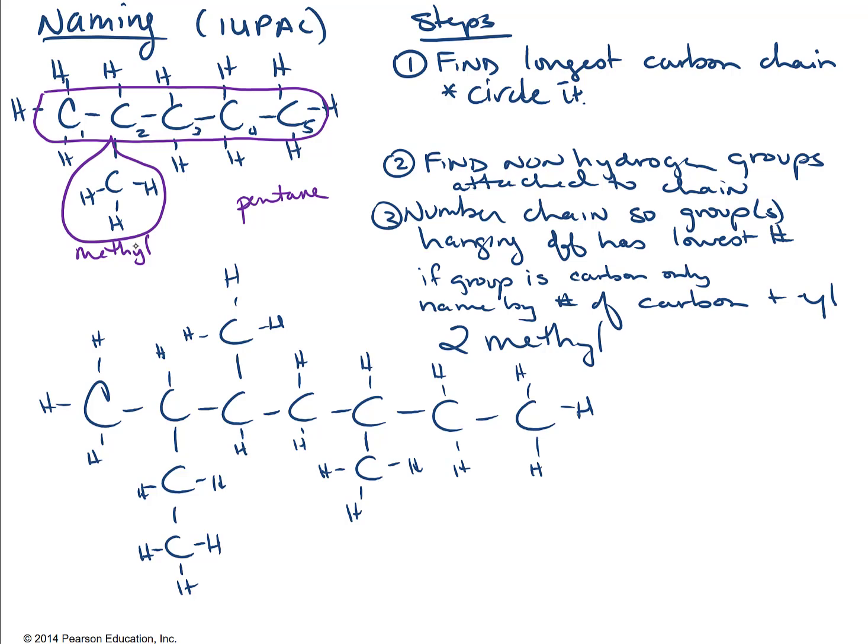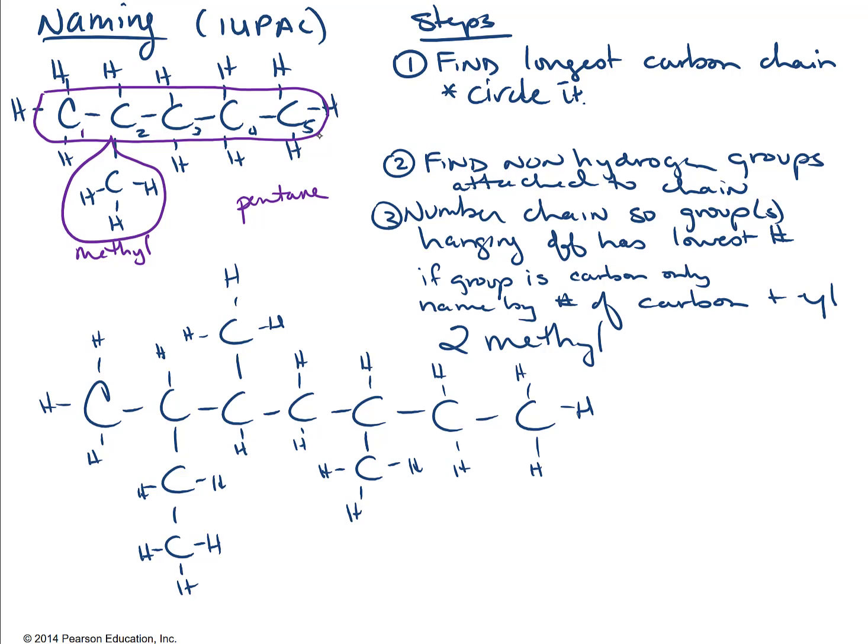But now, to indicate where that methyl group is, I have to number the chain. All I'm doing is numbering the chain from right to left or left to right. This is step number 3: number the longest carbon chain starting with the end closest to the branch group, closest to the non-hydrogen group. So in this, which side is it closest to? The left. And so this is why you would number 1, 2, 3, 4, 5.